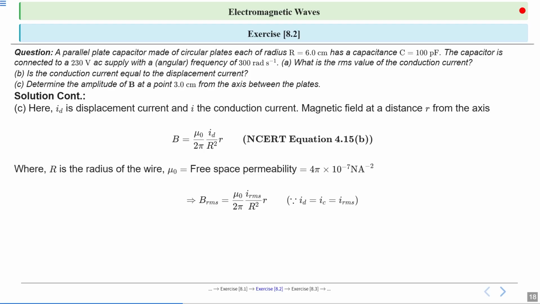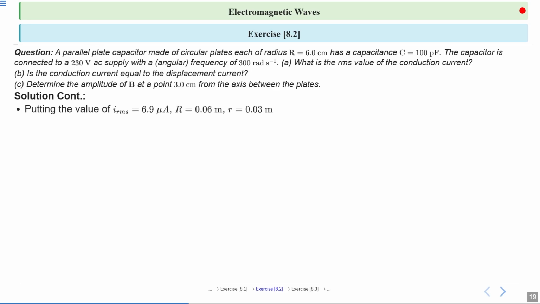Since we have used RMS current here, we are calculating BRMS, but what we have to calculate is the amplitude, B naught. At the last we will calculate B naught, or BM, from the BRMS. So BRMS is equal to mu naught by 2 pi, IRMS upon R square, into r. Since conduction current is equal to displacement current in this case, ID can be written as the conduction current IC, which is equal to IRMS here. So now calculate the BRMS from here.